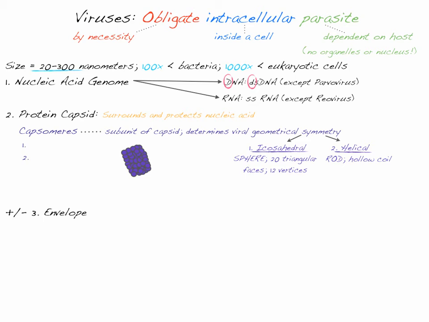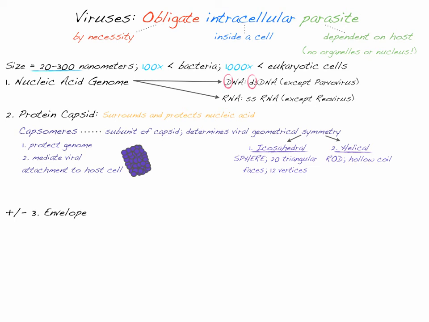Now, capsomeres have two essential functions. The first, like we've mentioned, is to protect that genome, and the second is to mediate the viral attachment to the host cell. So the host cell is going to have receptors on its surface that the capsomeres of the viral capsid are going to attach to. And this is what's going to allow that virus to be taken up into the host cell. So this is a very important function of the capsomere.